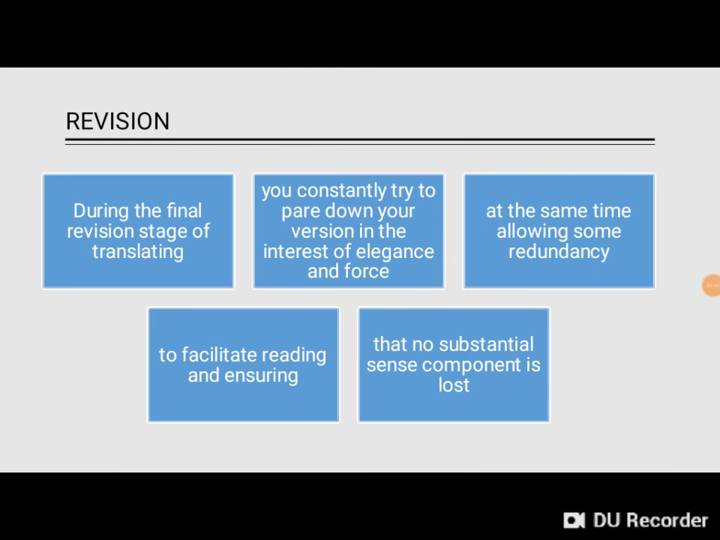And revision. During the final revision stage of translating, you constantly try to pare down your revision in the interest of elegance and force, and at the same time allowing some redundancy to facilitate reading and ensuring that no substantial sense component is lost.